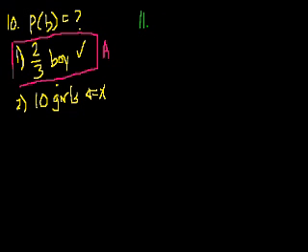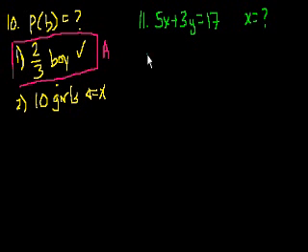Problem 11. Let me switch colors to green. Problem 11. If 5x plus 3y is equal to 17, so 5x plus 3y is equal to 17, they want to know what x is equal to. X is equal to what?